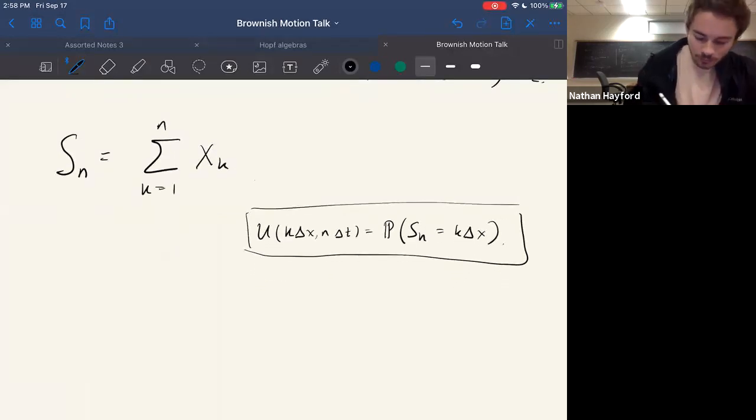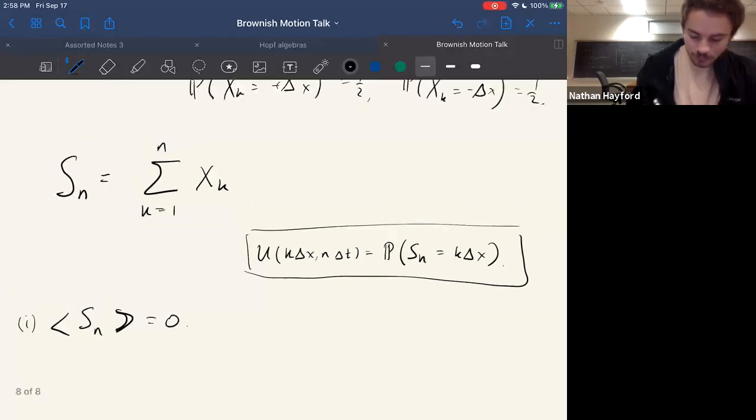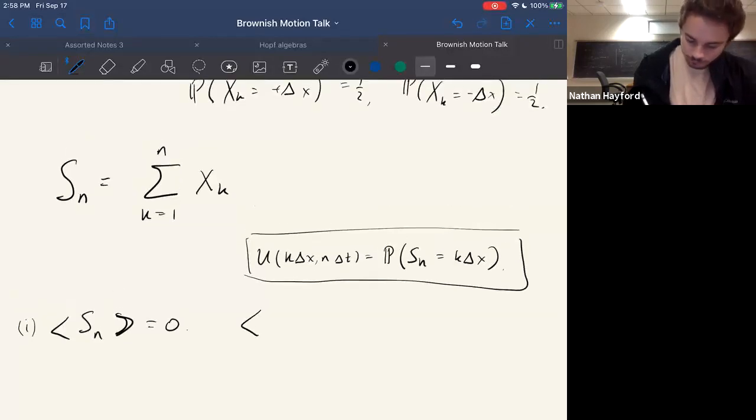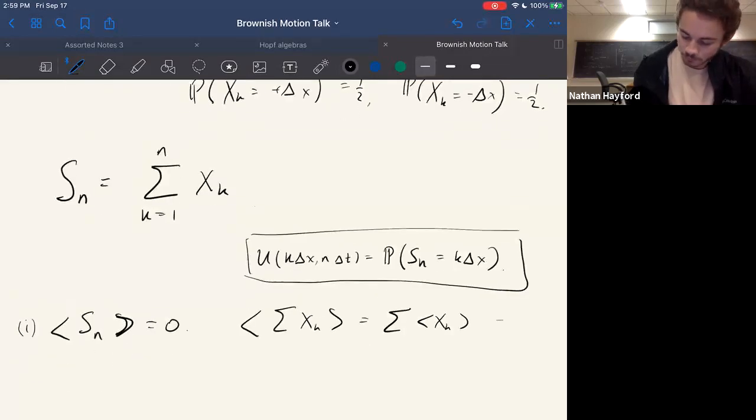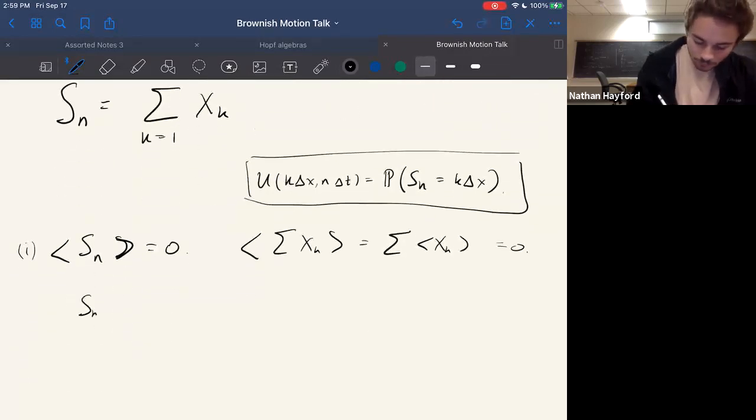Well, first of all, it's centered. Its mean, if I take its average, is 0, which is clear because the sum of expectations is the expectation of sums, and each of these is a centered variable. They each have mean 0. What about the variance?